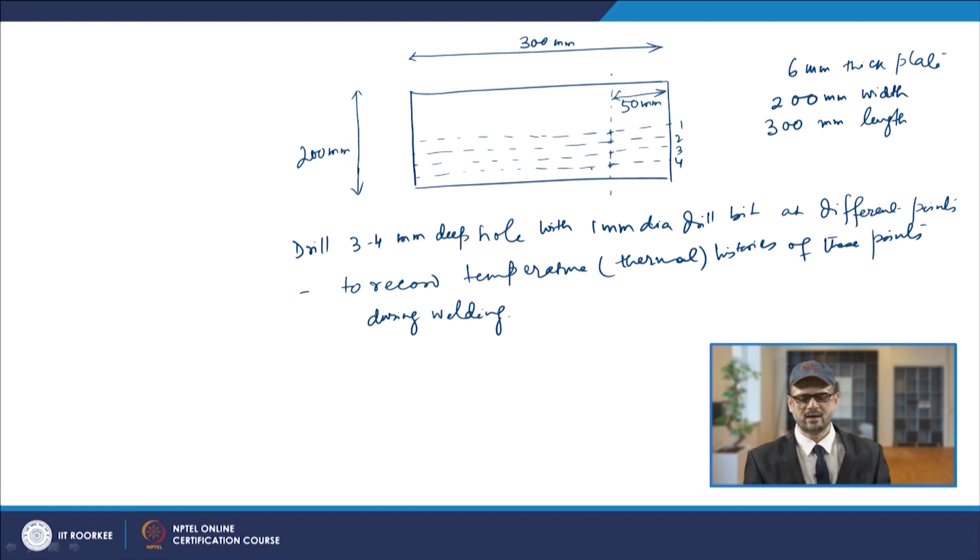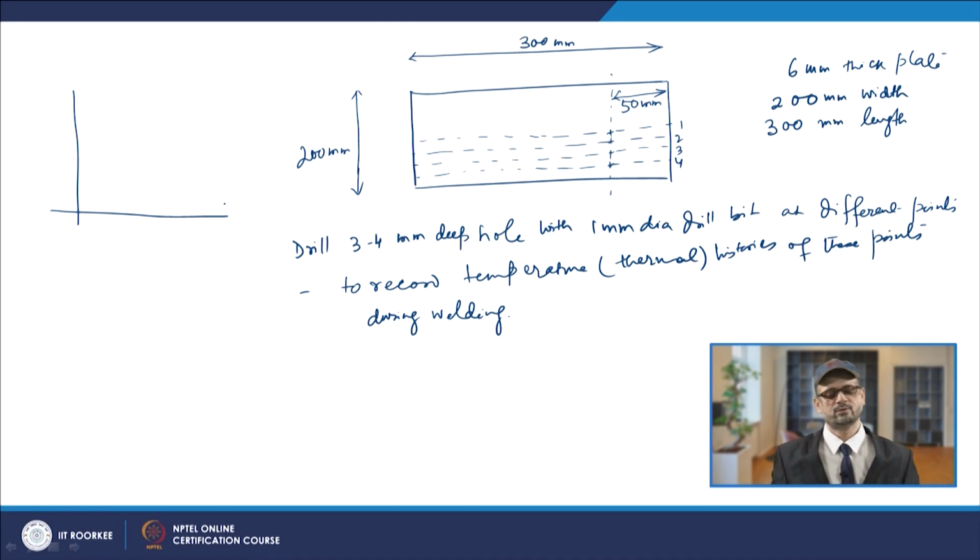Now you will draw the thermal history of the points along the transverse section. So this is the transverse section, where you have taken the different points, and along it you will draw the thermal history. Now the thermal history basically will look in a certain pattern.